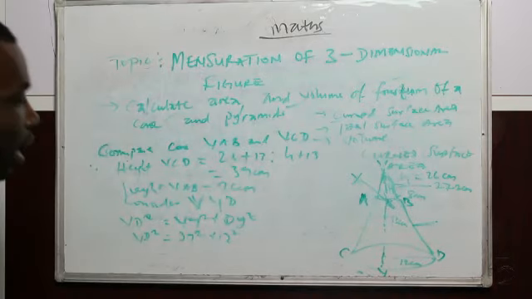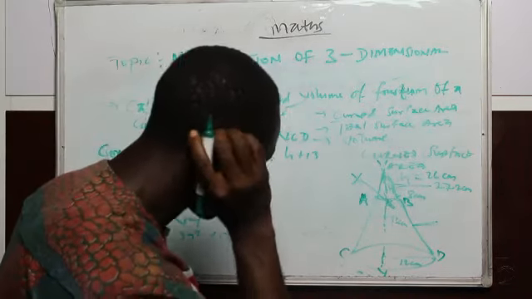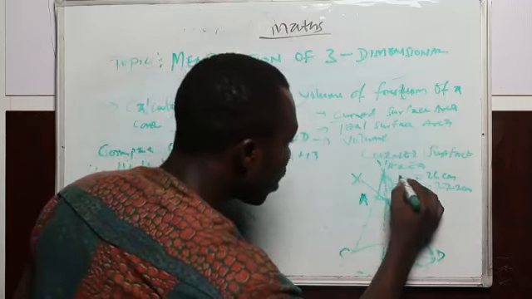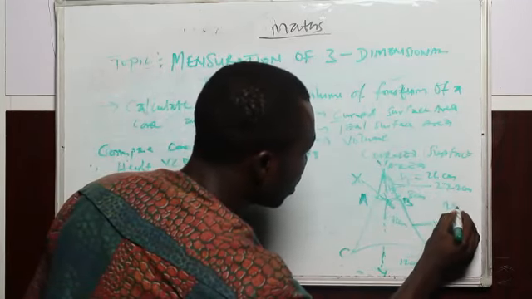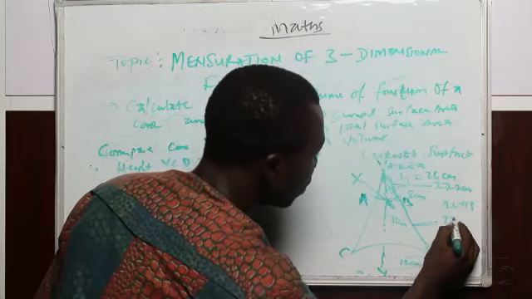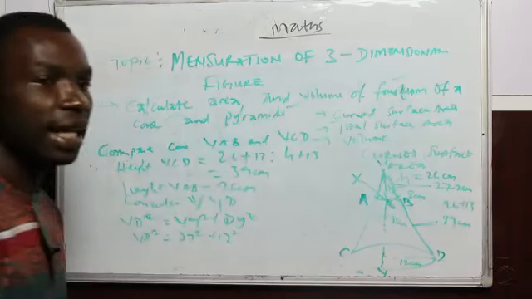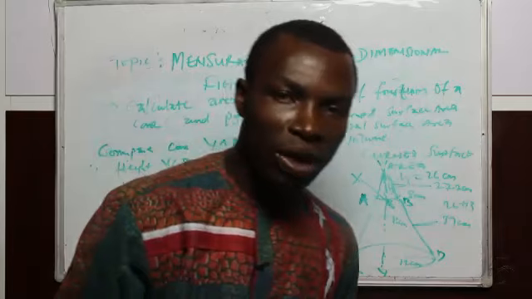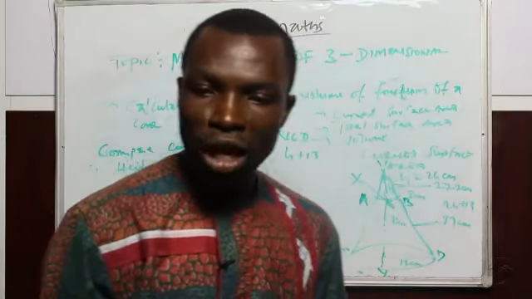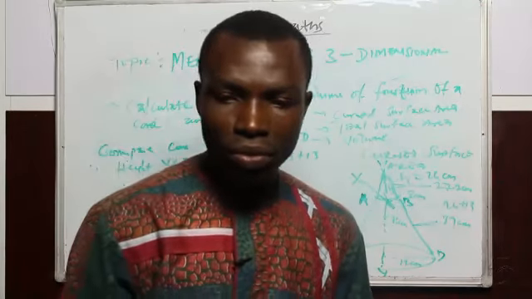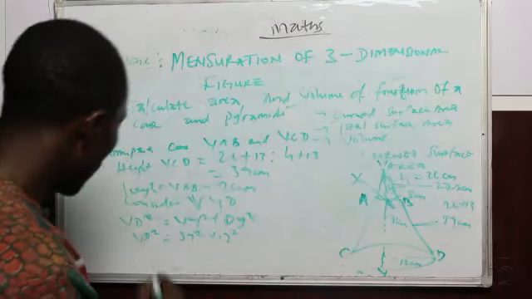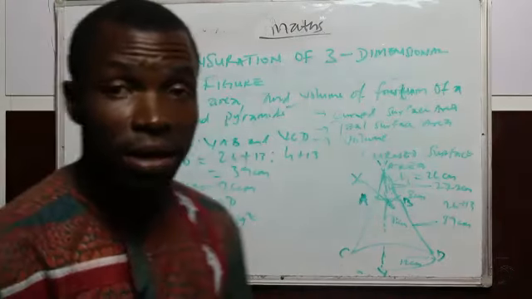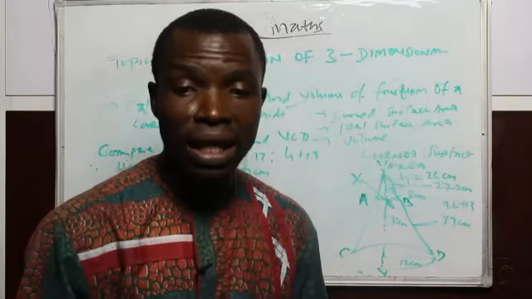How do we get 39 squared? Our 39 is this h, 26 plus 13, which will give us 39 centimeter. That's the slant height for the bigger cone. So therefore, if you have 39 squared plus 12 squared, what is the answer? Check your calculator. 39 squared will give us what?